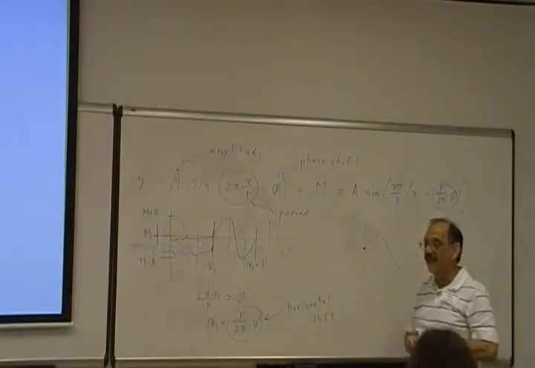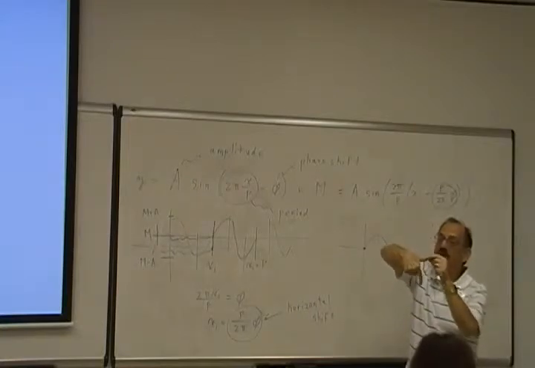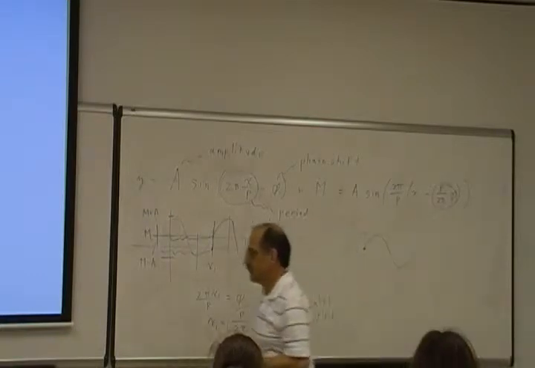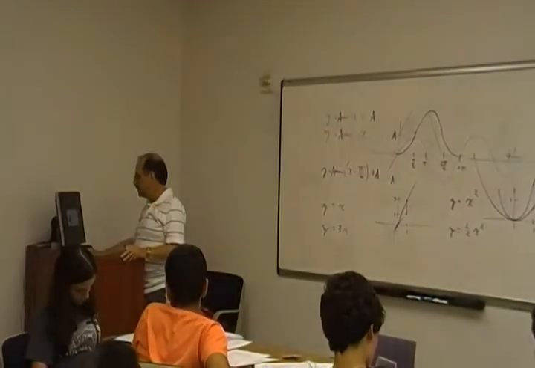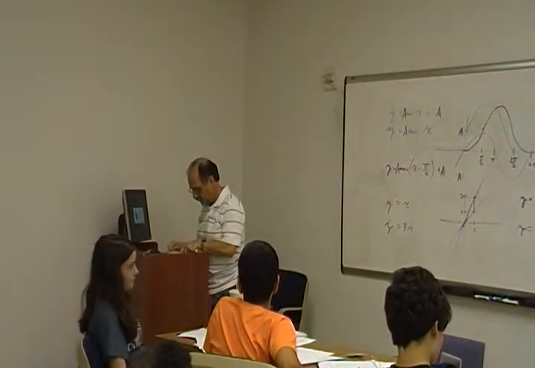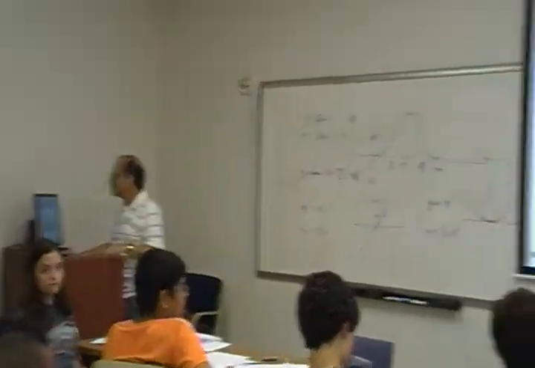And if it starts out at a positive phase shift, it's called leading. If it starts out with a negative phase shift, it's called lagging. So that applet allows you to find them. Okay, so here's a graph.